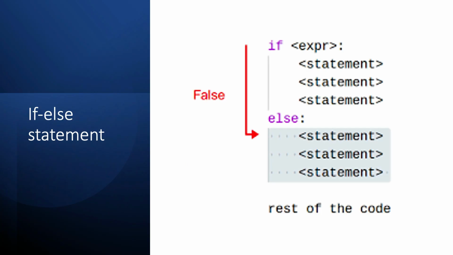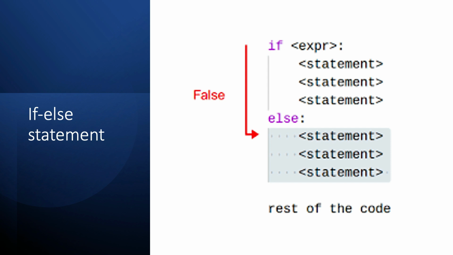This slide explains the structure and logic of an if-else statement in Python. The if-else statement is used to execute one block of code if a specified condition is true and another block of code if the condition is false. The diagram here presents the syntax and flow of an if-else statement. It begins with the if keyword, followed by the condition expression.